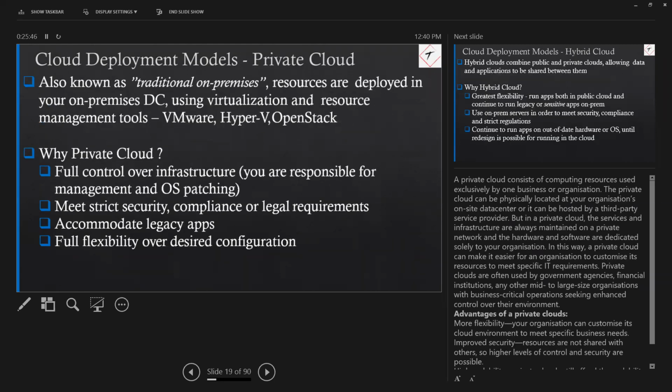Private cloud, as I told you, is a traditional or on-premise resource which is in your physical location, and you might use management tools like VMware, Hyper-V, or OpenStack. Advantages: it is 100% in your control. It meets strict security compliance and legal requirements. You can accommodate your legacy apps, and you have full flexibility over the desired configuration because everything is completely owned by you.